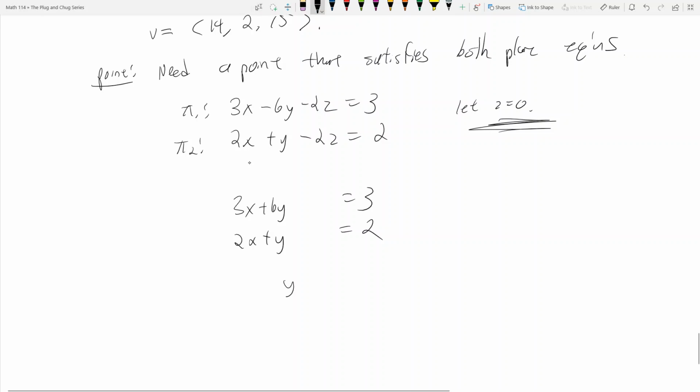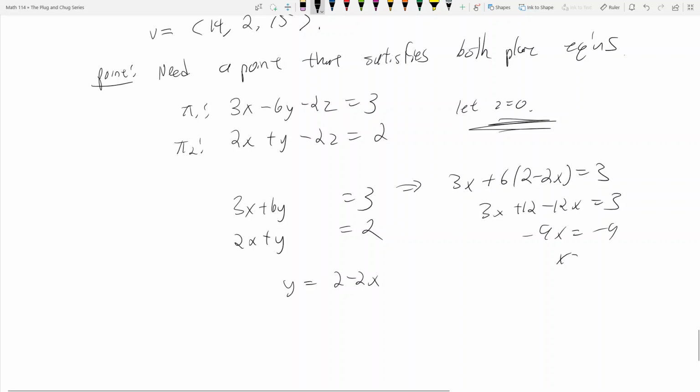And so now I get y is equal to 2 minus 2x, and so I get 3x plus 6 times 2 minus 2x is equal to 3. 3x plus 12 minus 12x is equal to 3. And negative 9x is equal to negative 9. x is equal to 1. All right, good, that makes more sense.